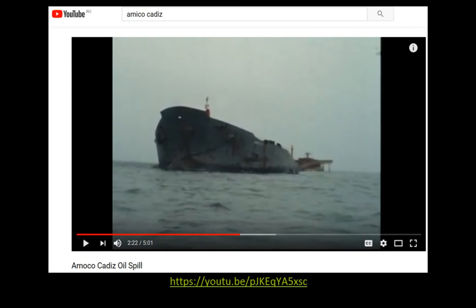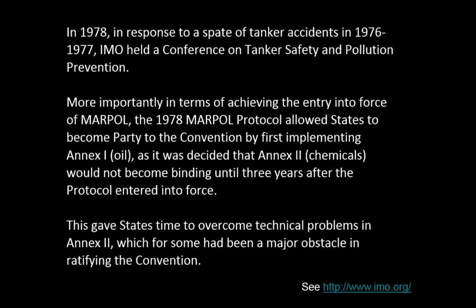So that's the Amoco Cadiz, a huge disaster, and that essentially reinvigorated the push for a marine pollution treaty to address these huge disasters. So the 1973 convention was essentially reinvigorated, and in response to particularly Amoco Cadiz, there was a spate of accidents through '76 to '77. The IMO held a conference on tanker safety, and that led to the 1973 treaty being amended with a protocol.